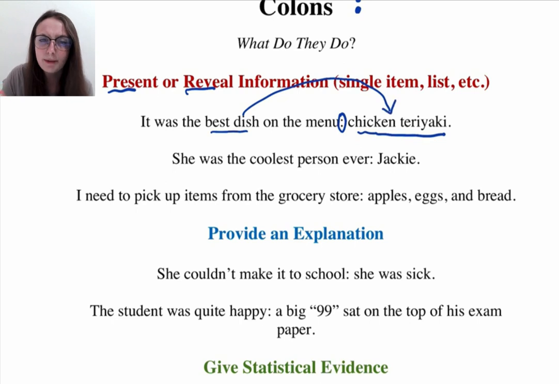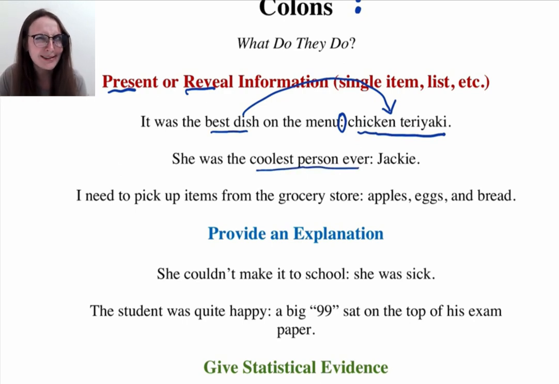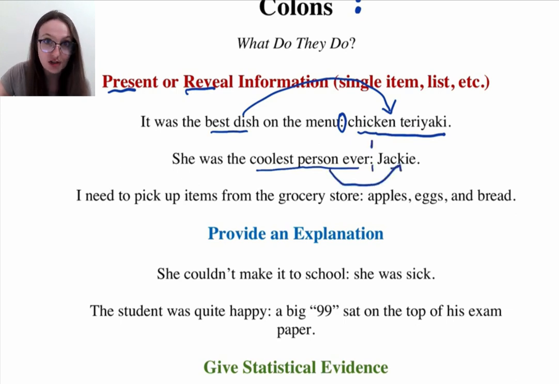The second example, guys, I'm sorry, I had to. She was the coolest person ever. Well, obviously you would know who that is. It's obviously me, but you totally get the point. You have to reveal or present who that is: Jackie.